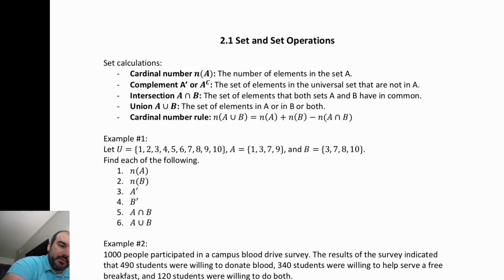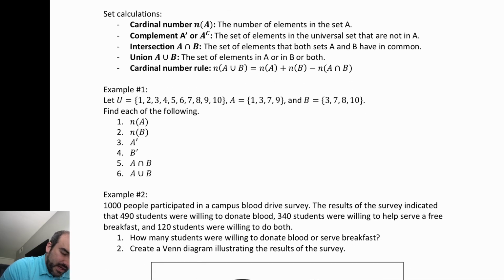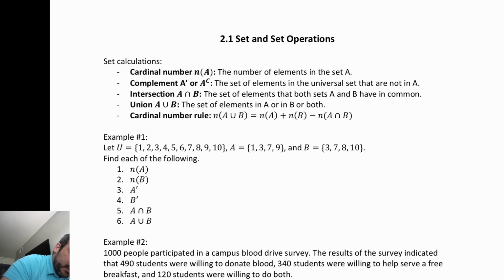So 2.1 was all about sets and set operations. When we talk about sets, we use this kind of notation, and I'm going to use the first example here as a notational guide for us. U generally stands for the universal set. It's usually a capital U. It's going to be the universal set.